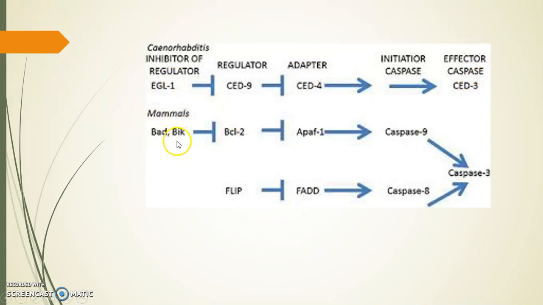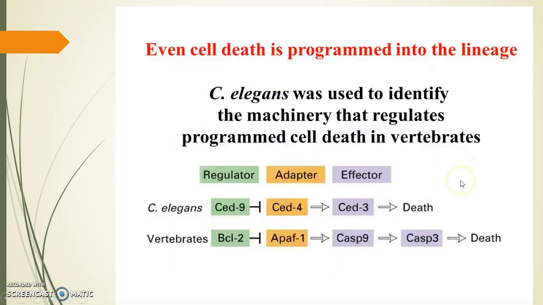Similarly, in the same way, BAD and BID are the proteins that will suppress BCL2, the anti-apoptotic protein, and it will suppress APAF1. APAF1, I told you, along with cytochrome C, will form the apoptosome. It will activate caspase 9, and along with this the effector caspase 3. In this pathway FLIP will suppress the Fas associated death domain, or along with caspase 8, finally the effector caspase 3. So even cell death is programmed into the lineage. C. elegans was used to identify the machinery that regulates programmed cell death in vertebrates. I told you C. elegans is a model organism. So in C. elegans and vertebrates, this is the comparative view.